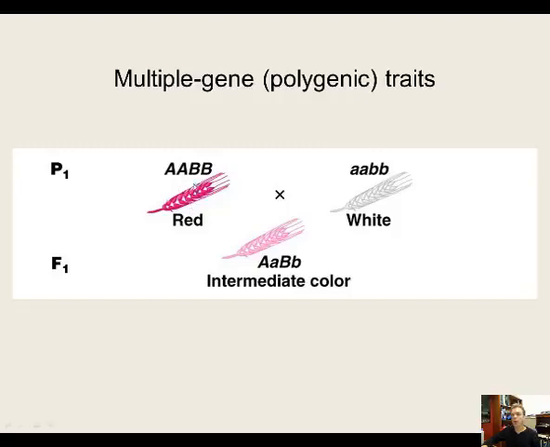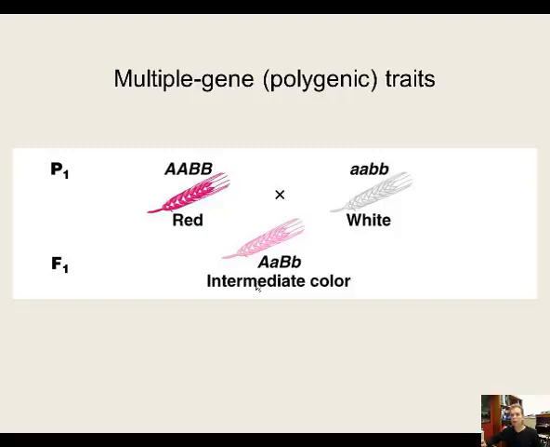Imagine crossing a red wheat strain with a white one. To represent the red genotype, we're going to use capital letters, big A, big A, big B, big B. To represent the white, we're going to use little a, little a, little b, little b. They generate pink, which is intermediate in color, big A, little a, big B, little b. Again, both are incomplete dominance.